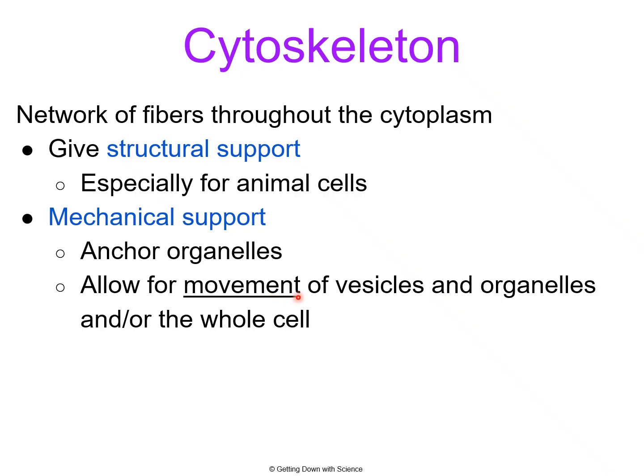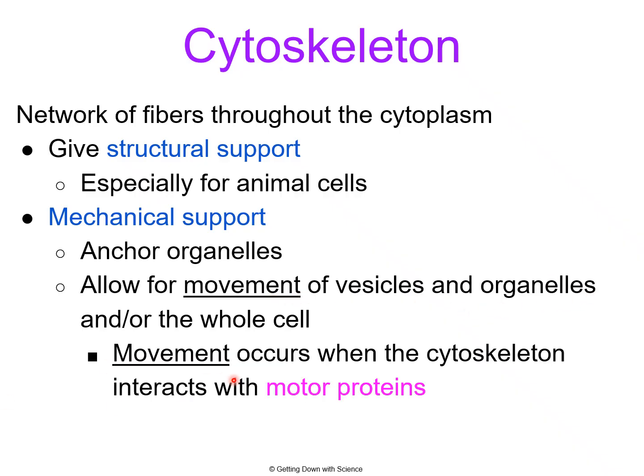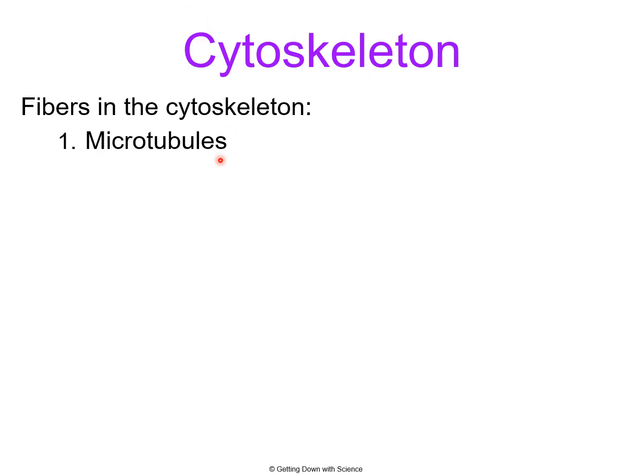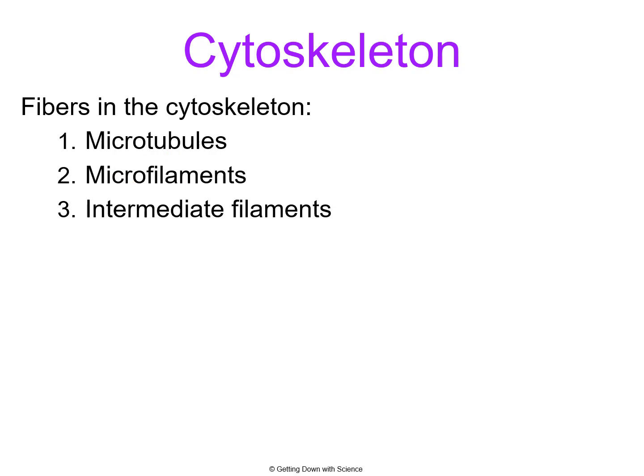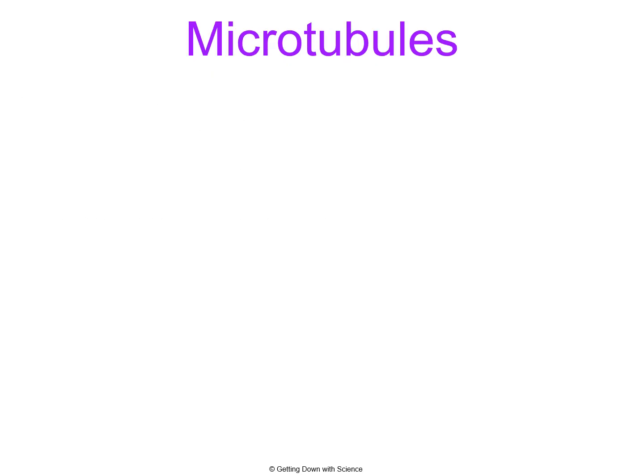So as I said, it allows for movement of vesicles and organelles as a whole. Movement occurs when the cytoskeleton interacts with other proteins called motor proteins. And when you think motor, you should think movement. So those proteins actually assist with movement. These are fibrous structures. The fibers in the cytoskeleton are made up of microtubules or microfilaments or intermediate filaments. So these are the different types of fibers, and we're going to get into all of these.